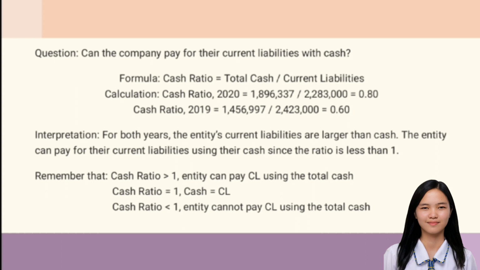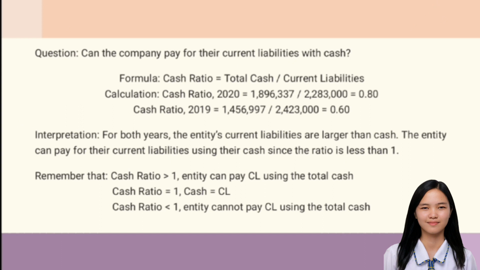So, kapag nga ba cash ang tingnan natin, ay kaya pa ba natin bayaran ang current liabilities? So, cash ratio answers the question, can the company pay for their current liabilities with cash? So, baka pasado po tayo sa current ratio, asset test ratio, at pagdating natin sa cash ratio, palyado. So, tingnan natin. The formula is total cash divided by current liabilities.